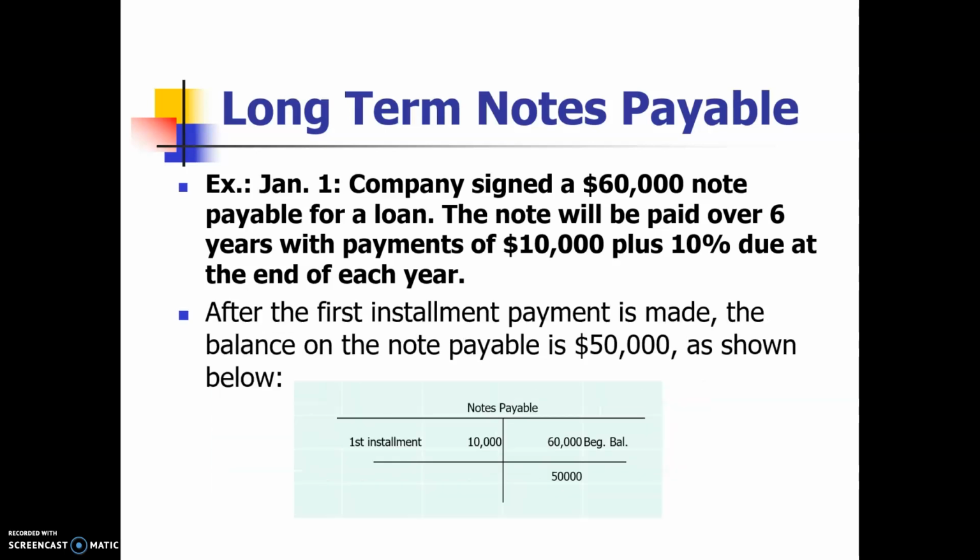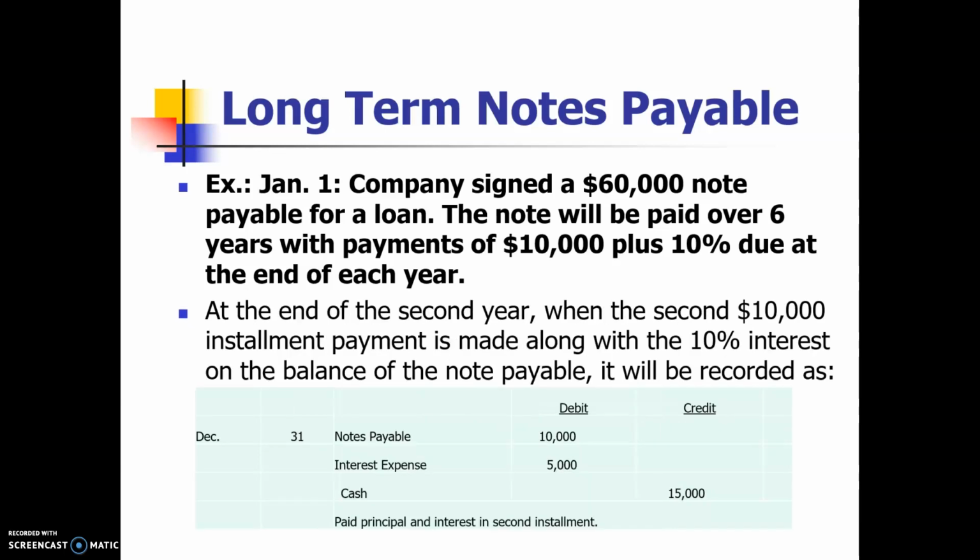And so now the balance in the note payable is going to be brought down to $50,000 after we make that $10,000 installment. And again, we're going to have to make a $10,000 payment in a year, so that's going to be a current liability. And now the long-term liability is going to be $40,000. That's how we'll break down that $50,000 balance.